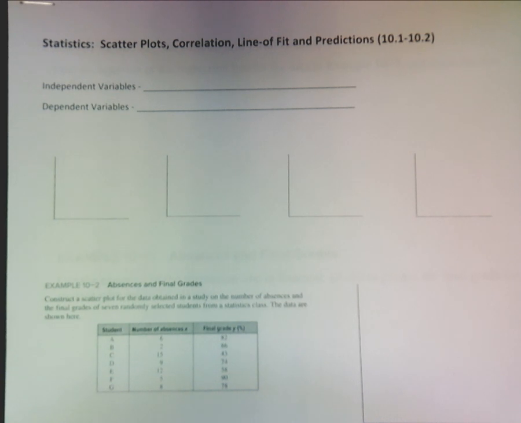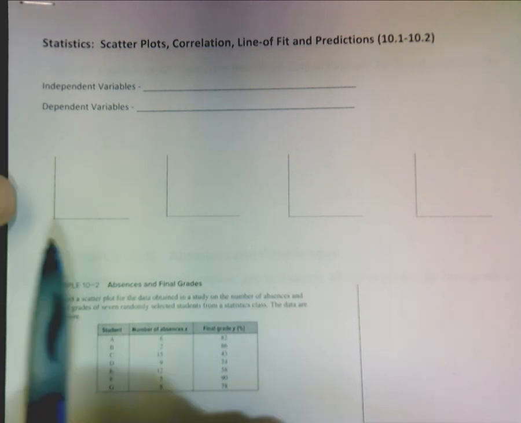This is the Scatterplots, Correlation, Line of Fit and Predictions, 10.1, 10.2 lesson. I teach chapter 11 and then I go back to chapter 10. But you should know this. This should all be familiar to you from Miss Davis, because she makes you do a project. I think it's fat grams versus calories, and she made you go to fast food restaurants. It's pretty much a similar thing. All right, so get your calculators out. Let's go.